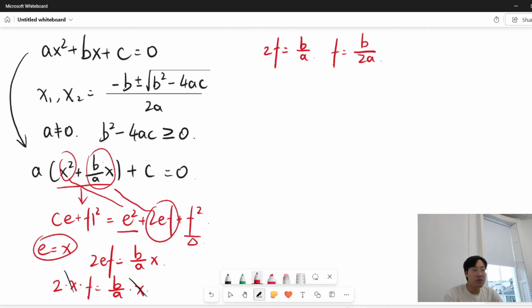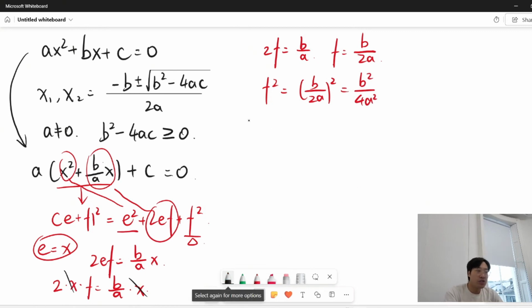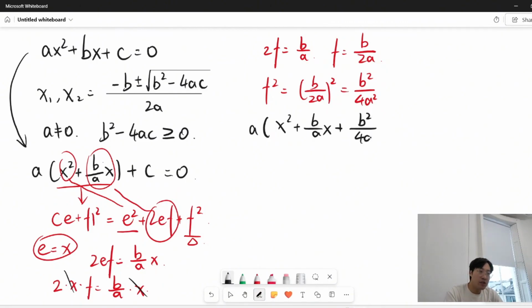So in order to make the formula a perfect square form, we need an f squared, which is b over 2a squared. And that is b squared over 4a squared. So the original function can be changed to this. So it's this plus b over a x. We just simply added b squared over 4a squared, and we minus that out.